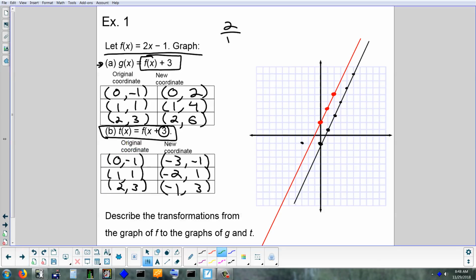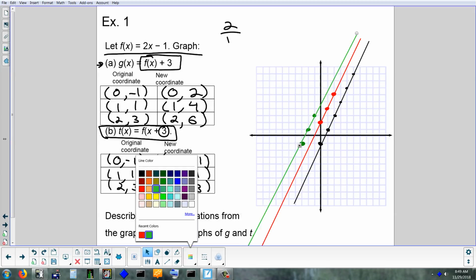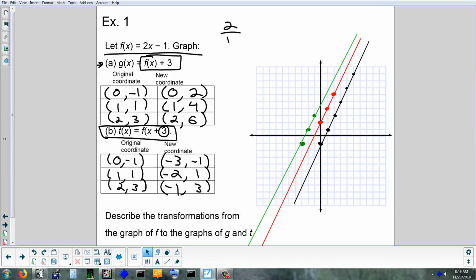-1, -2, -3. -2, 1. -1, 3. Let's make my line in green. Not perfect, good enough. Right. Now, if you look at the line in black and the line in green, does it look like the line in green moved left 3 units? What do you think, Dylan?